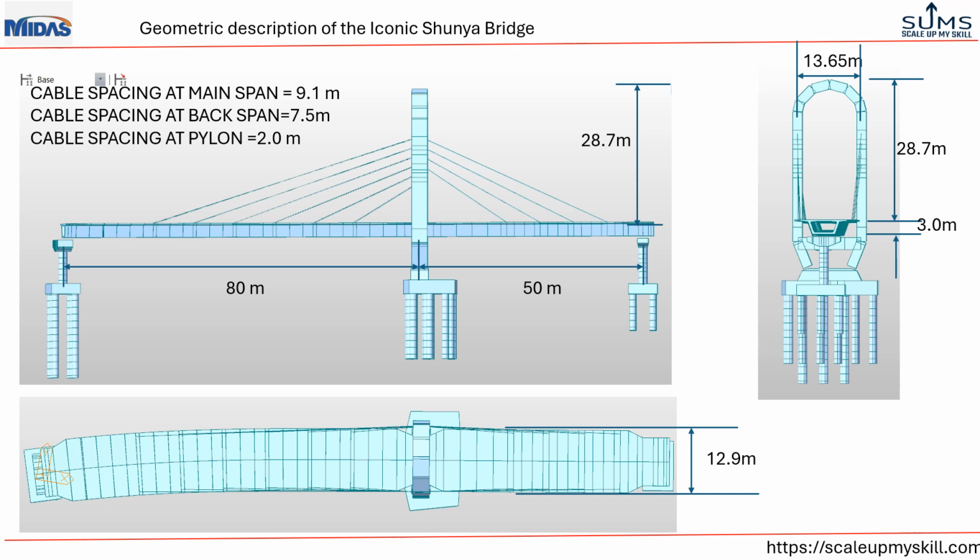The spacing of cable at main span is 9.1 meter, and at back span the spacing between the cable is 7.5 meter. Cable spacing at pylon is 2 meter.